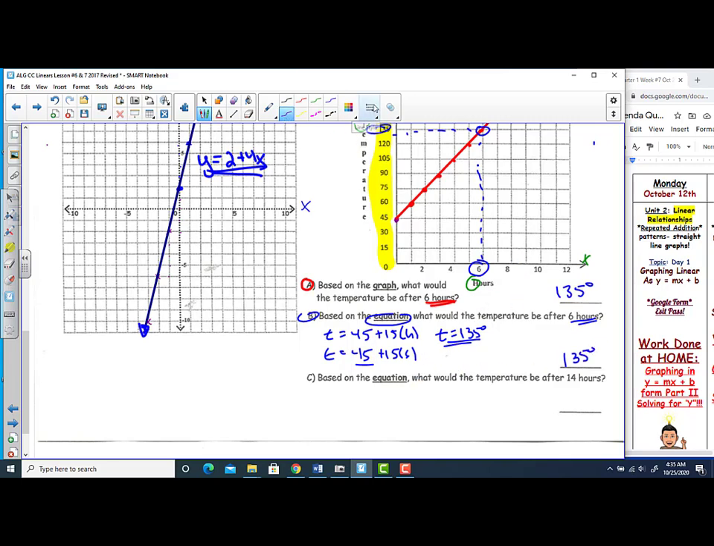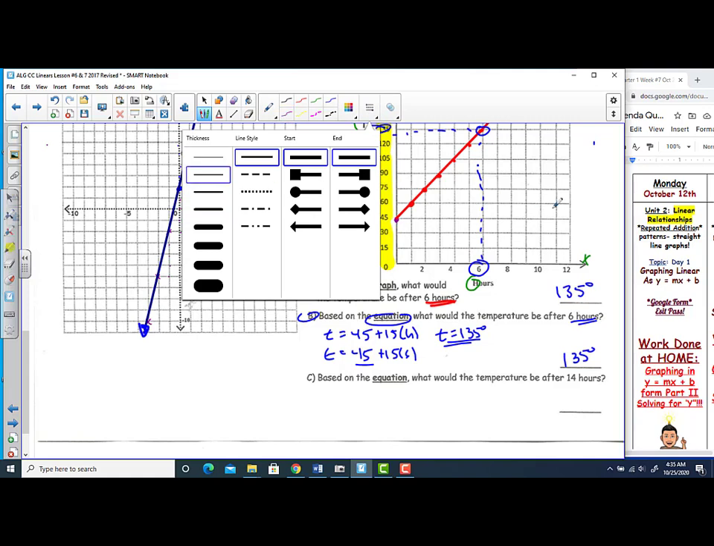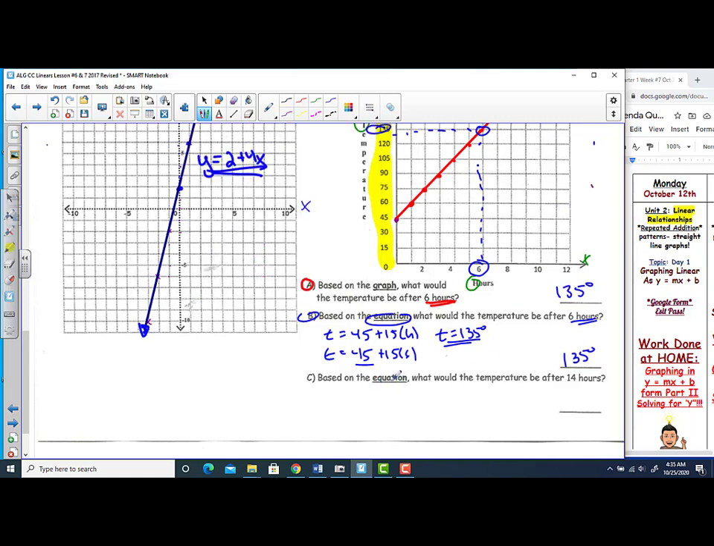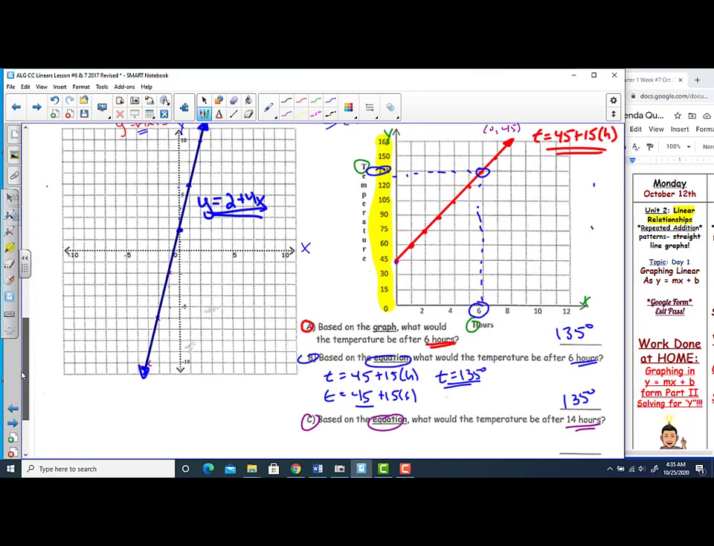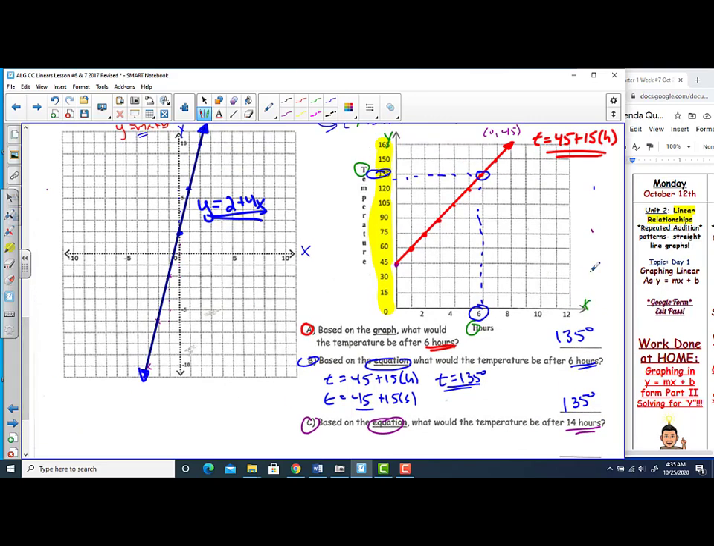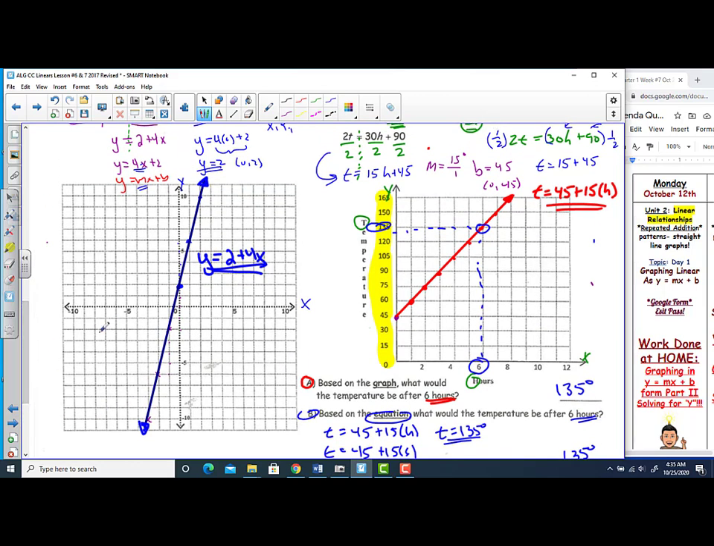It should be consistent. What ends up happening, though, is that graphs are somewhat limited based on size, but equations aren't. They can predict at any unit of time we'd like. So in part C, we're asked, based on the equation, what would the temperature be after 14 hours? 14 hours, again, would be difficult because our x-axis doesn't quite get there, and we'd really have to extend and extrapolate or push that line well beyond what we were prepared for.